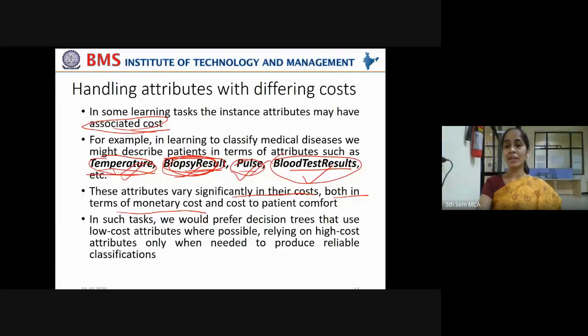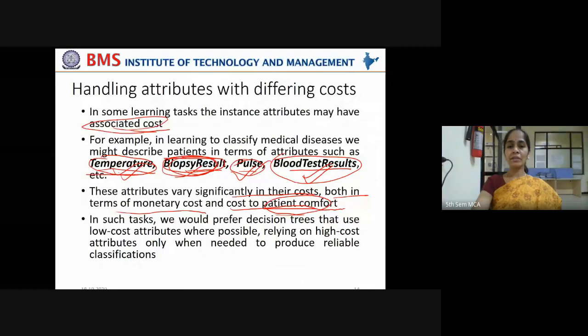But temperature, pulse and blood test results are very easy to be taken up. Give them more weight. Means they contribute more in predicting the outcome variable, whether the patient has a particular disease or not, right? And cost to patient comfort also, as I said. Sometimes monetary cost means medical test cost or comfort to the patient. Sometimes the patient may not be comfortable to take up the test. In those cases, give such kind of attribute lesser weightage in predicting the outcome variable.